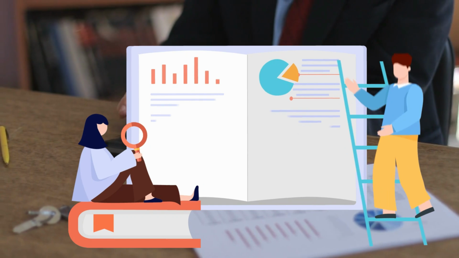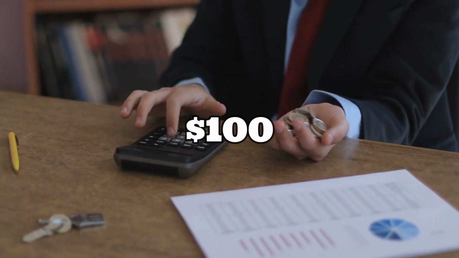Let's say you start investing in the market in your 20s at $100 per month.